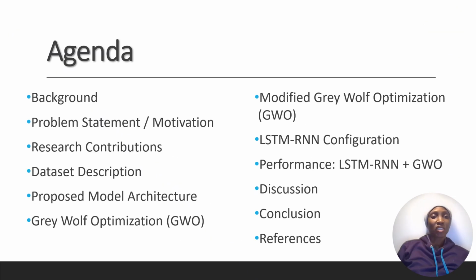So this is my presentation outline: background of study, problem statements and motivation, research contribution, datasets description, proposed model architecture, Grey Wolf optimization, modified Grey Wolf optimization, LSTM RNN configuration, performance of LSTM RNN plus Grey Wolf optimization, and then discussion, conclusion, and references.